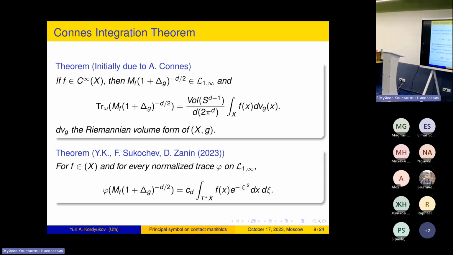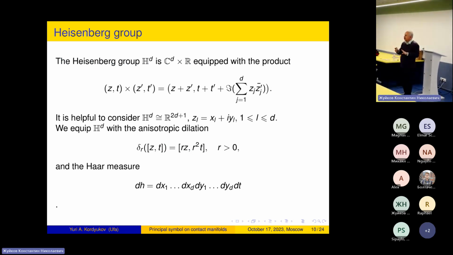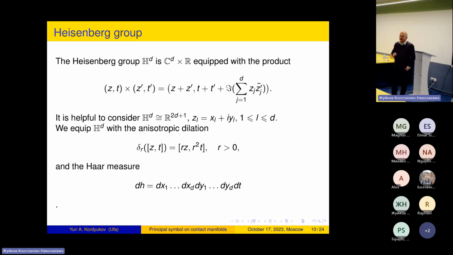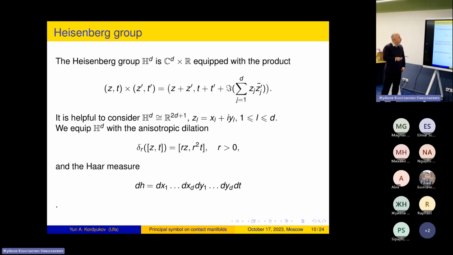So these are really some preliminaries about the classical case, but now let me go to hypoelliptic theory. And I will start with the local model of contact manifolds, which is the Heisenberg group. So let's suppose we have a 2d plus 1 dimensional Heisenberg group. So this is the multiplication rule for this.